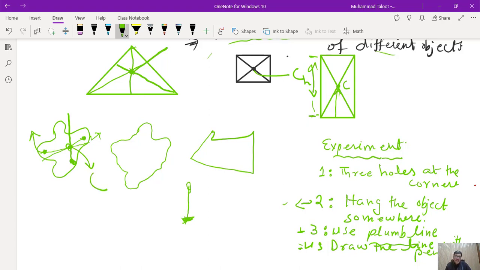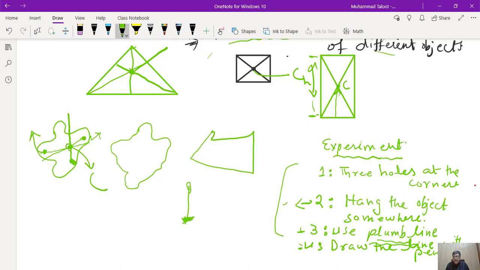So in this way, by applying this procedure, by using such tools, that is the plumb line, pencil, scale, and, in an irregular shape, nails and such things, you are required to perform this procedure to find the center of gravity for an object.